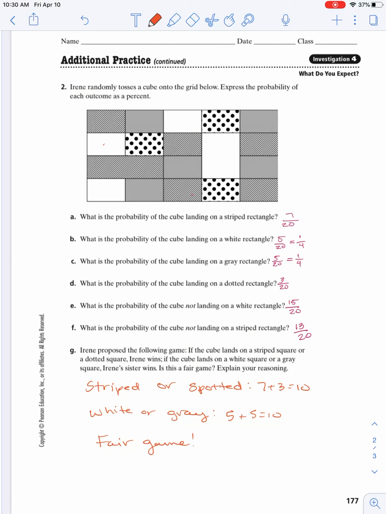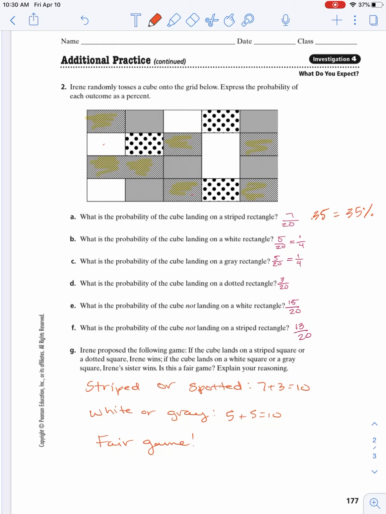What is the probability of the cube landing on a striped rectangle? Well, I noticed here that there are 5 by 4, so there are 20 total rectangles. In a striped one, we've got 1, 2, 3, 4, 5, 6, 7. So there are 7 possibilities of striped out of 20 total. So 7 divided by 20 is 0.35, which is 35%.